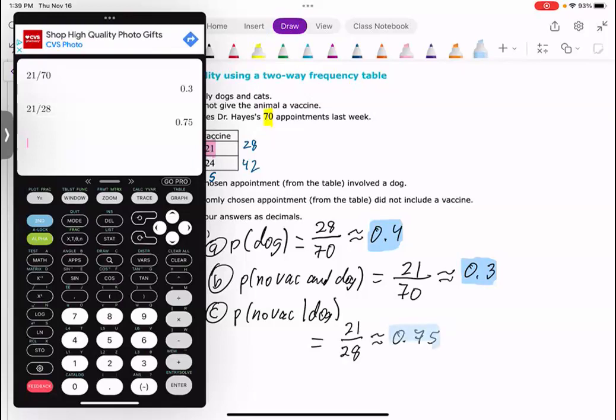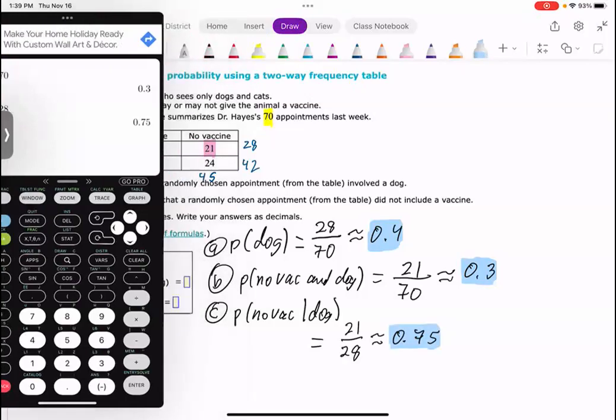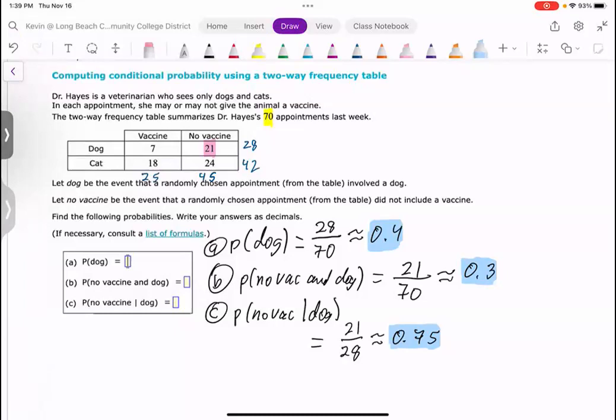So about a 75% chance that we will get a non-vaccinated dog, given that we're only choosing from the dogs, meaning for part C, cats are out. They're not part of the equation at all. That's why the denominator is not 70 for that one. All right, we're almost there.